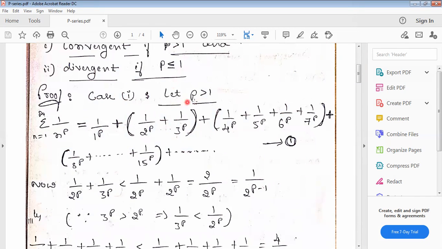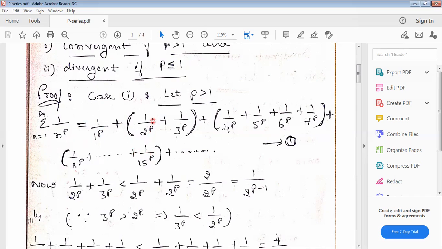Case 1. When p is greater than 1. Consider the P series. I have written the P series in this form. That is 1 by 1 power p plus 1 by 2 power p plus 1 by 3 power p. Make this as one group, plus 1 by 4 power p plus up to 1 by 7 power p. Make this as another group, plus 1 by 8 power p plus up to 1 by 15 power p. Make this as one group.